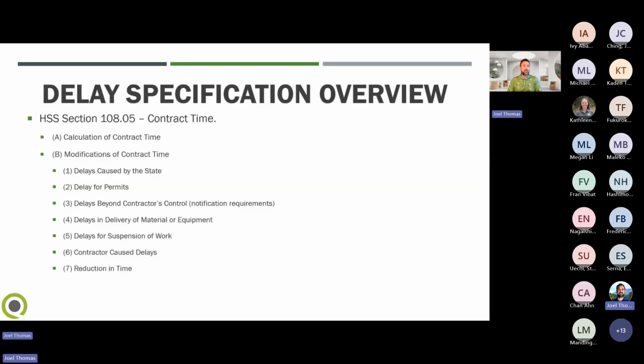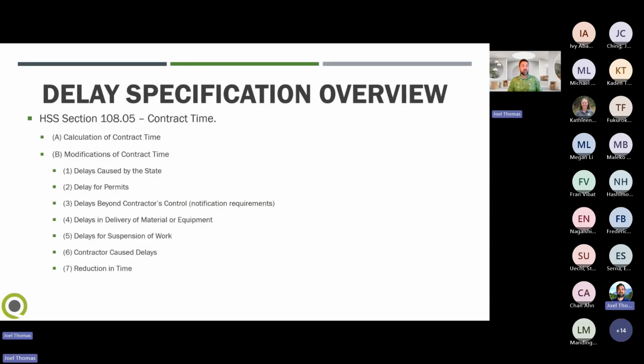Now we're taking a look at the specifications involving delay. HSS section 10805, this is the section on contract time. This is a very important specification to understand, especially when you're evaluating or looking at delay. Section A discusses the calculation of contract time, whether you're in working days or calendar days. Section B discusses more in depth the modification of contract time.